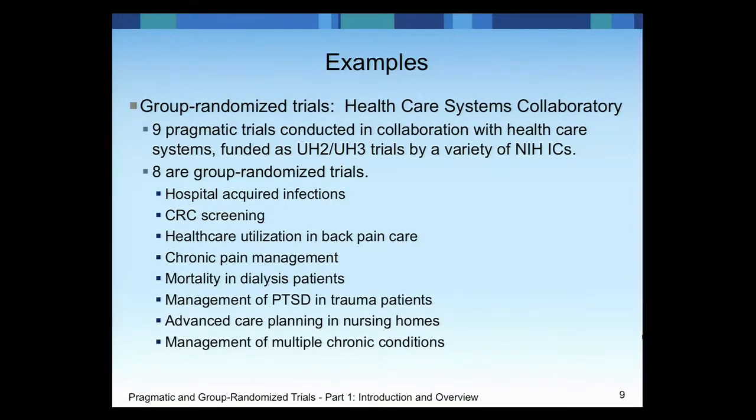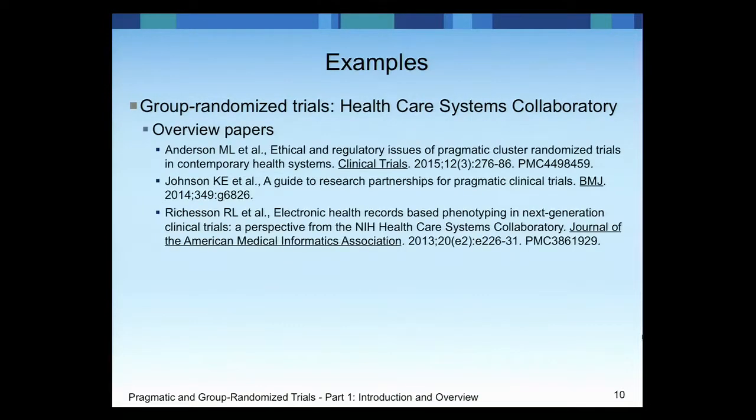The 8 group randomized trials focus on different outcomes, and the outcomes are listed here. So you can have a variety of different outcomes in these studies, ranging from mortality to screening behavior to management of multiple chronic conditions, and lots of other things could be outcomes in group randomized trials. These are the outcomes in the Healthcare Systems Collaboratory projects. If you're interested in learning more about these particular trials or the Healthcare Systems Collaboratory more generally, here are 3 papers that you could take a look at that will give you more information on that effort.